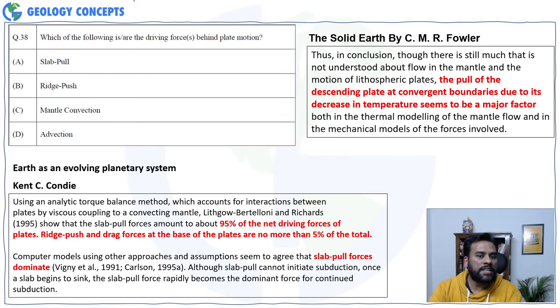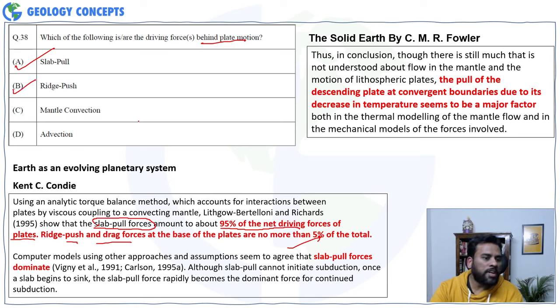Which of the following is the driving force behind plate motion? Now see here, the slab pull is definitely the correct answer, because this book by Kent C. Condie, Earth as an Evolving Planetary System, says 95% of the net driving force of the plate is coming from slab pull. Ridge push and drag forces are no more than 5% of the total. So ridge push is also giving some contribution in the plate motion.